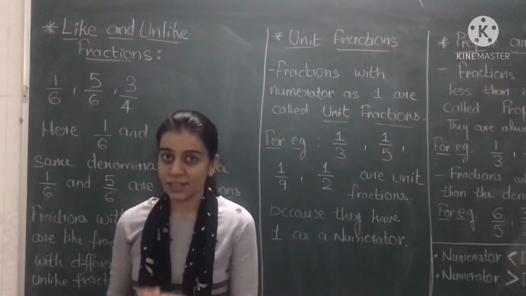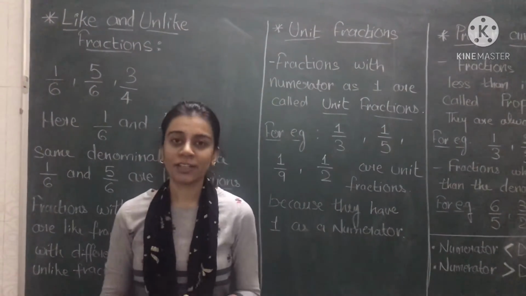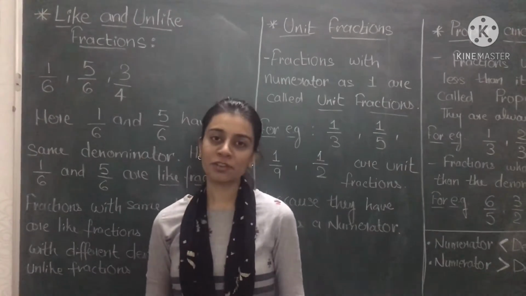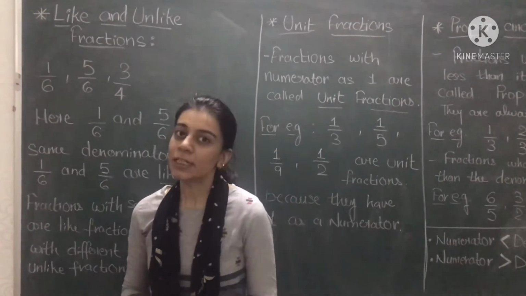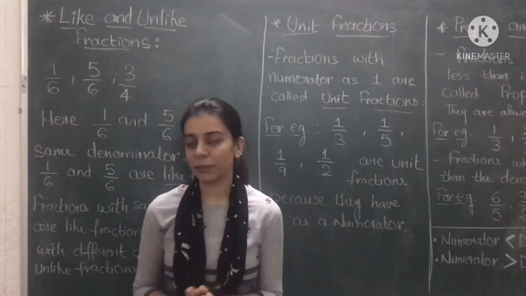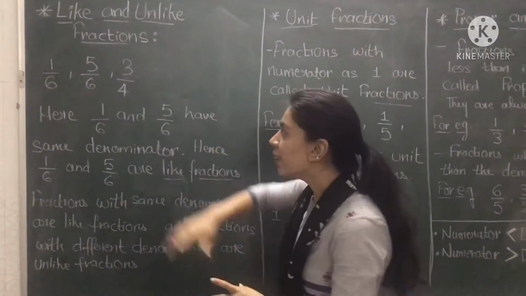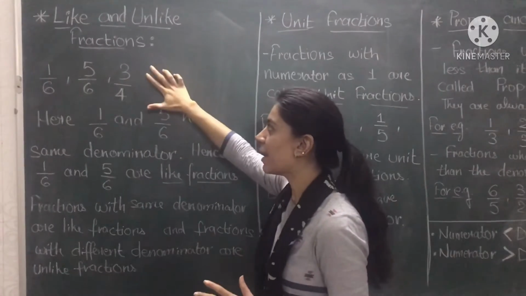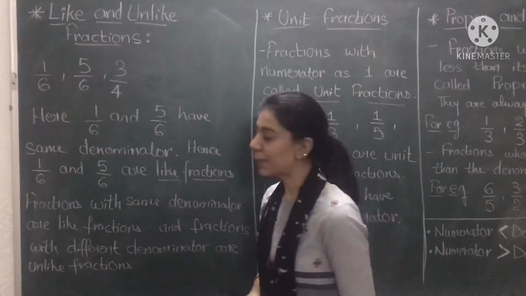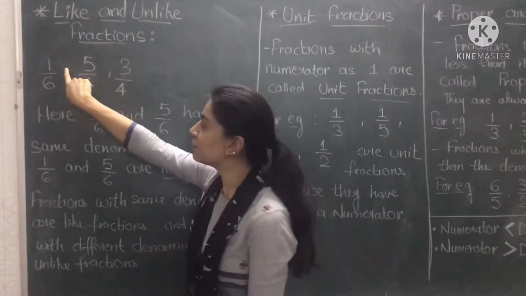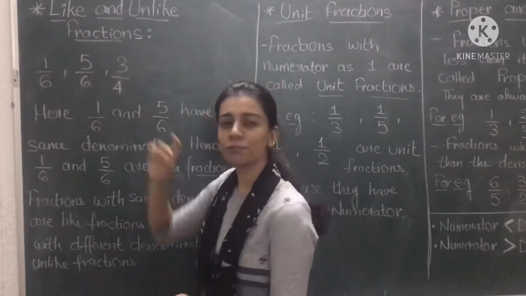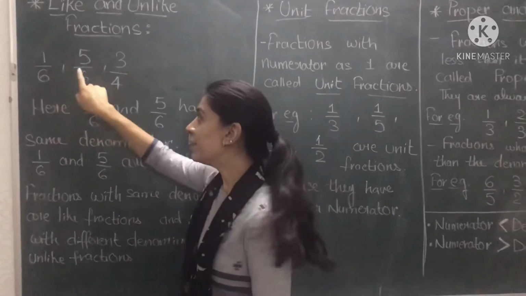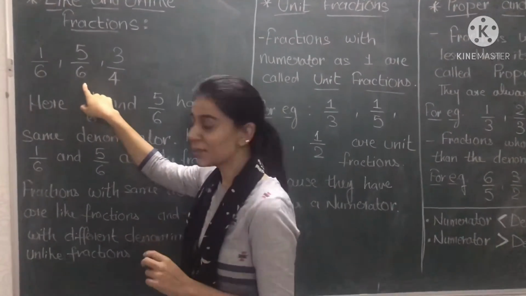Hello students, now let us look at what are like fractions, unlike fractions, proper and improper fractions, and what are unit fractions. First we will look at what are like and unlike fractions. So here I have written three fractions, 1 by 6, 5 by 6 and 3 by 4. Now first compare the first two fractions, that is 1 by 6 and 5 by 6. What do you observe? Did you observe that the denominator of both the fractions is the same?